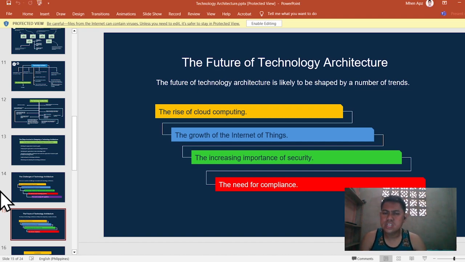So the Internet of Things is also evolving for this technological era. So the increase of importance of security. So hence cloud computing is now more applicable. It is needed to secure those files that are saved in the cloud. Because if it is not secured, then we have the intruder or the hacker that can possibly access them.